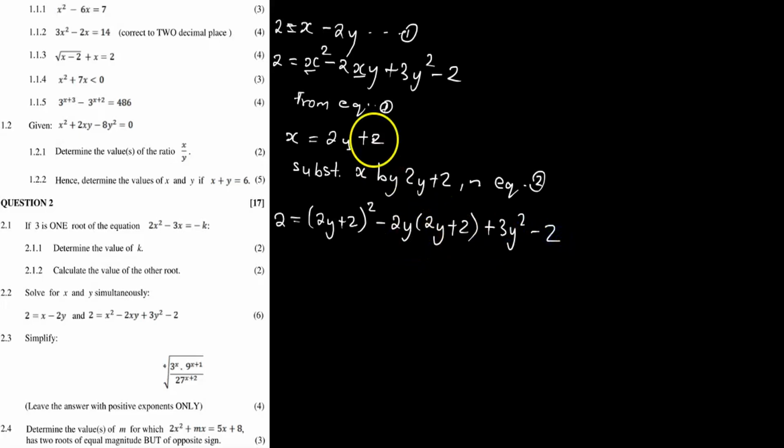So I just wrote this 2xy as 2yx. It's the same thing since they are multiplied. And then I've got 2 is equal to, here we've got 4y squared plus 4y.